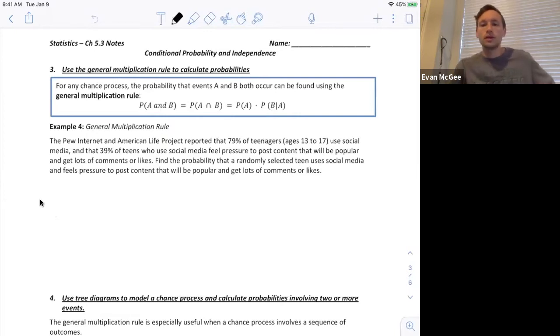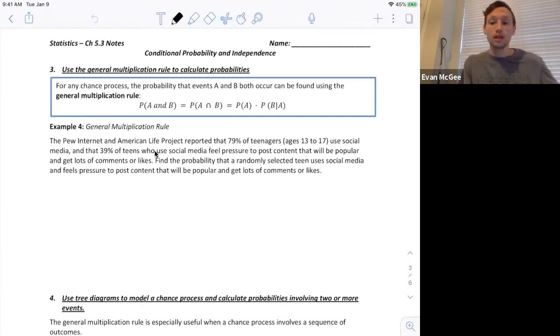So the Pew Internet and American Life Project reported that 79% of teenagers use social media and that 39% of teens who use social media feel pressure to post content that will be popular and get lots of comments or likes. Find the probability that a randomly selected teen uses social media and feels pressure to post content that will be popular and get lots of comments or likes. So this second probability here, 39%, is conditional. It's 39% of teens who use social media. So it has to be known that they use social media, given that they use social media.